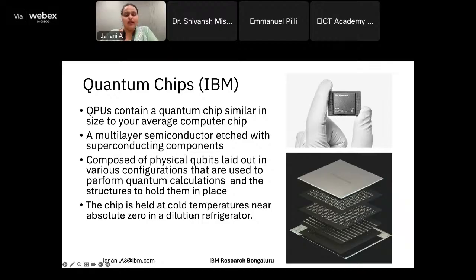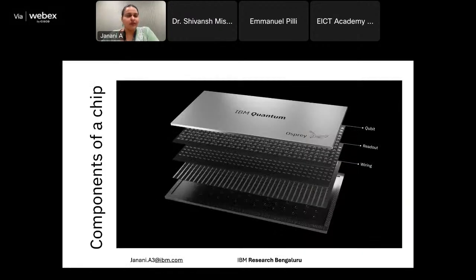Then the chip is held at cold temperatures near absolute zero in the dilution refrigerator so that it can be superconducting. This part is pretty obvious. So what are the components of a chip? This is Osprey. It was released sometime before 2023, I think, and it had 433 qubits if I'm not mistaken. So you're looking at a chip which has almost about 400 qubits.